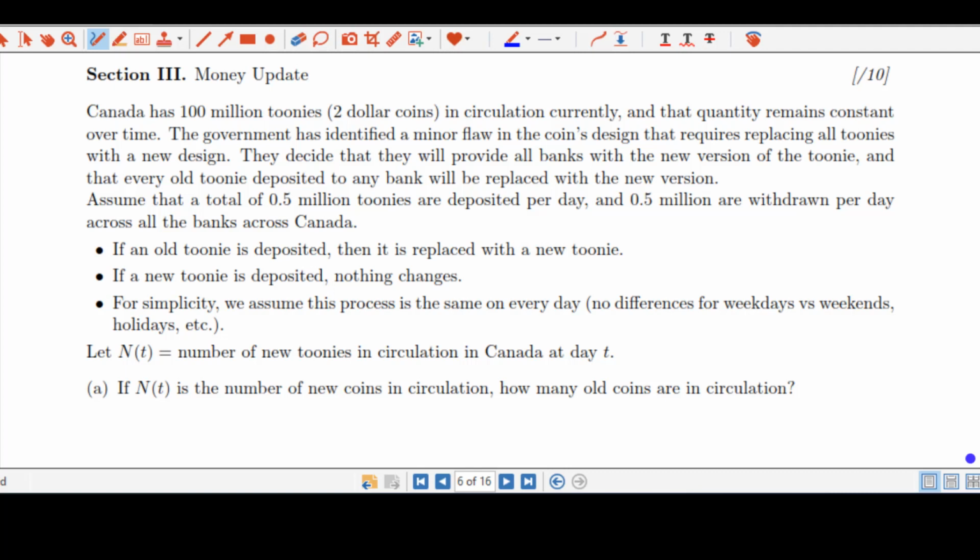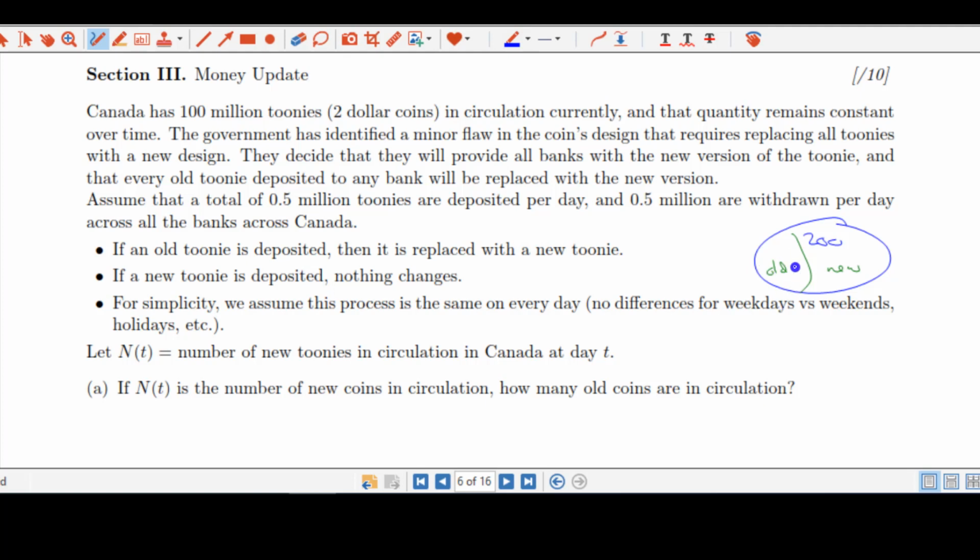In this video, we're going to look at Section 3 of the 2018 April exam for Math 121. The scenario is that there's a pile of toonies in the Canadian economy, 200 million, and when we look at that, it's going to be divided up into the 200 million total, of which we can categorize each toonie as either old or new. And between those two groups, that defines the 200 million.